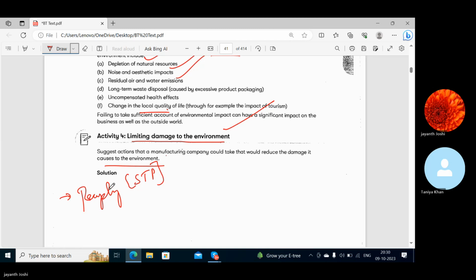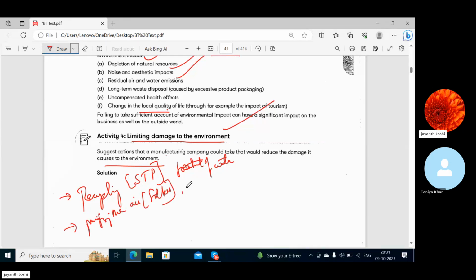Treatment of water, purifying the air with filters, devices, or through plantation. Right, next. They can use clean technology, clean and green technologies. Next.